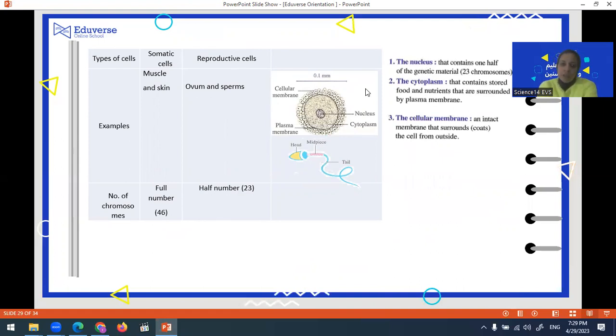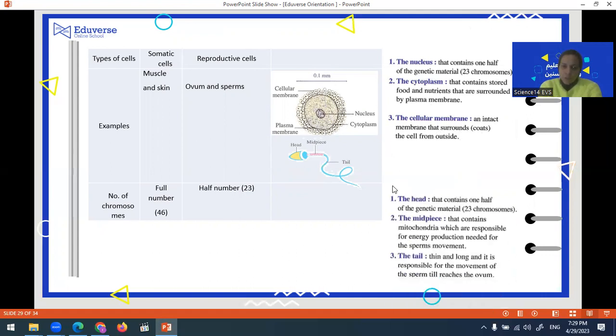The nucleus here, when I'm talking about the ovum, contains half of the genetic material, 23 chromosomes. It contains the cytoplasm, with the nucleus in the middle of the cytoplasm, that contains the stored foods and nutrients, surrounded by the plasma membrane, the cellular membrane, an intact membrane that surrounds or coats the cell from outside. So I have the nucleus, cytoplasm, and then the plasma membrane.